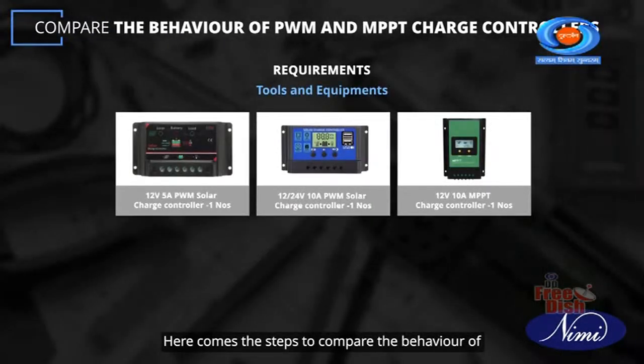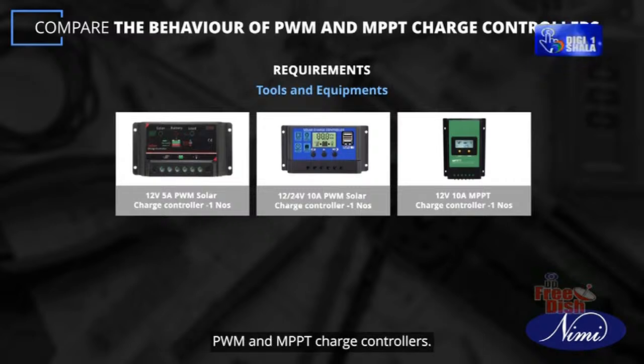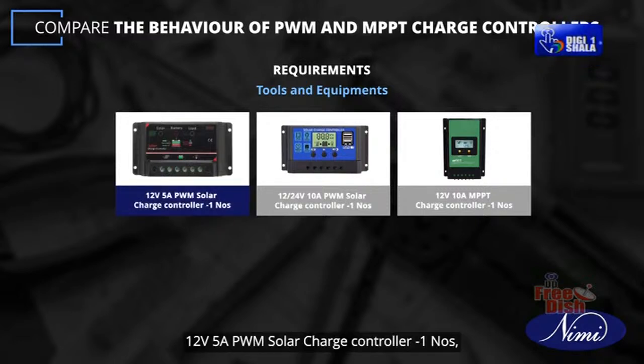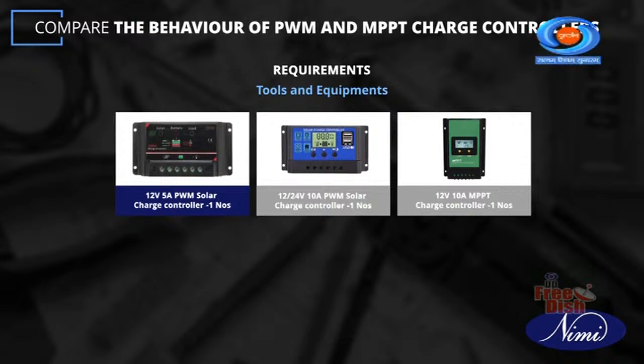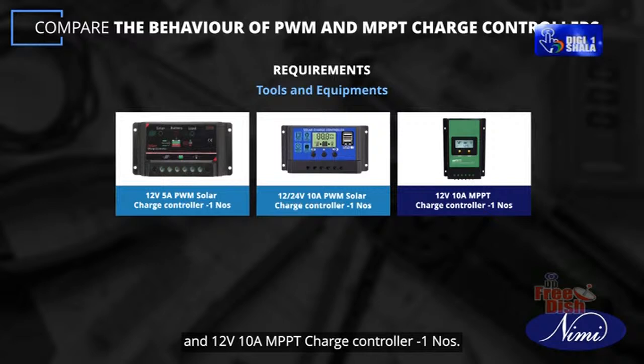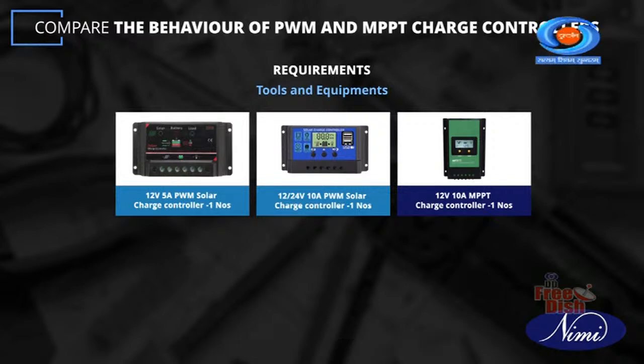Here come the steps to compare the behavior of PWM and MPPT charge controllers. Ensure you have all equipment listed here. Required tools are one 12 volt 5 ampere PWM solar charge controller, one 12 or 24 volt 10 ampere PWM solar charge controller, and one 12 volt 10 ampere MPPT charge controller.